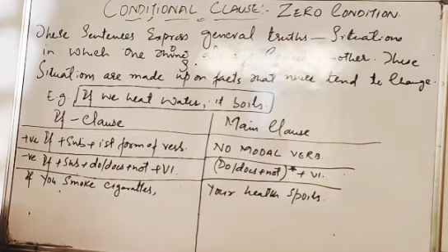What is the difference between the previous conditional clauses, the conditional clauses first, second or third? There is a big difference between those and zero condition. In previous conditional clauses, we always used a modal verb in its main clause or result clause. But I have deleted the modal verbs here because of the fact if we heat water, every time we heat water, it boils.